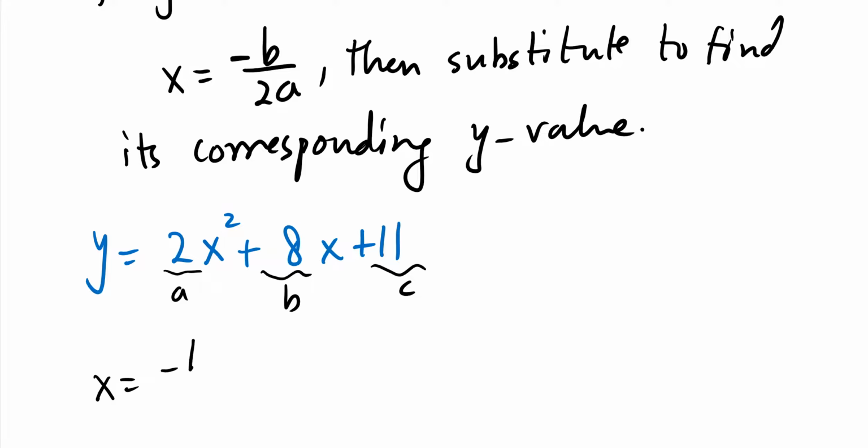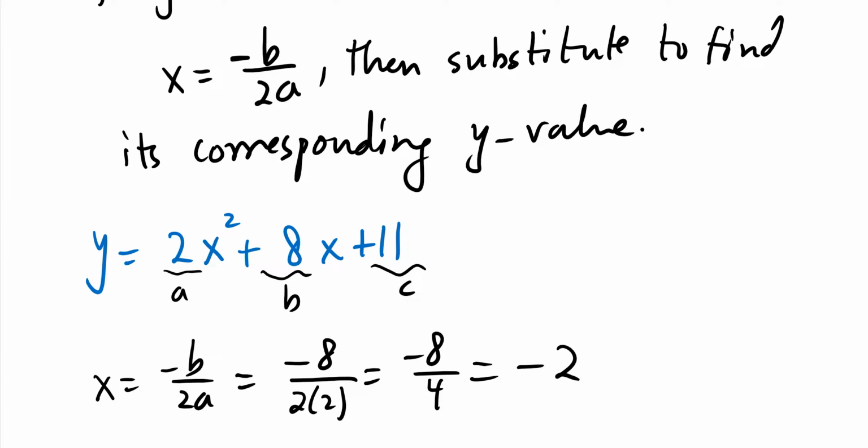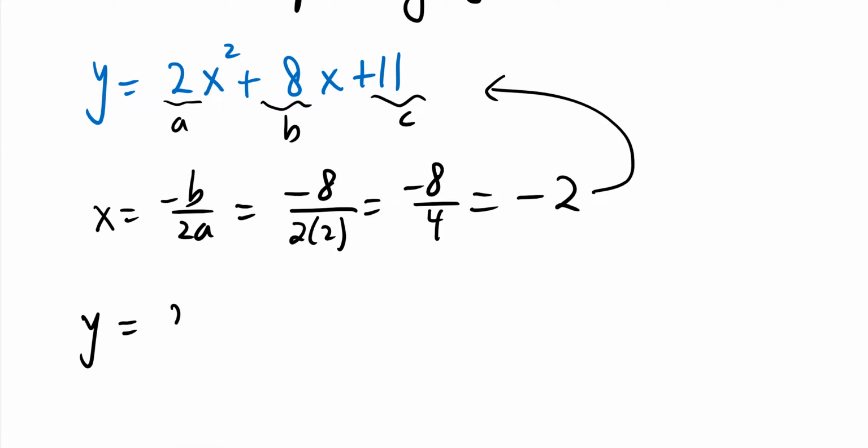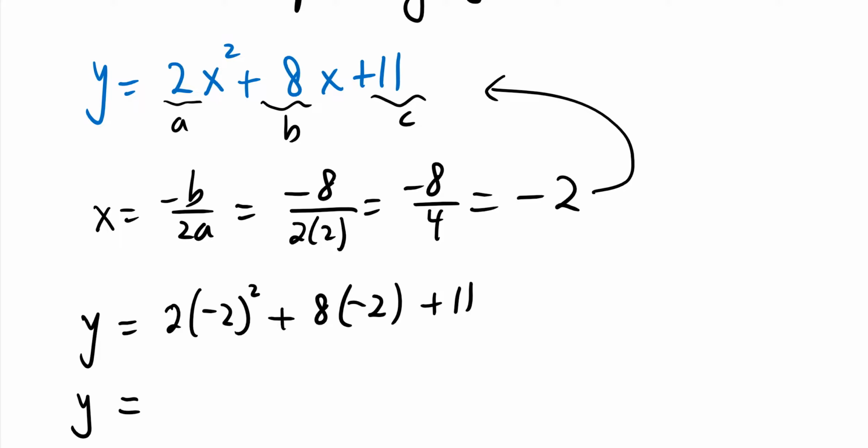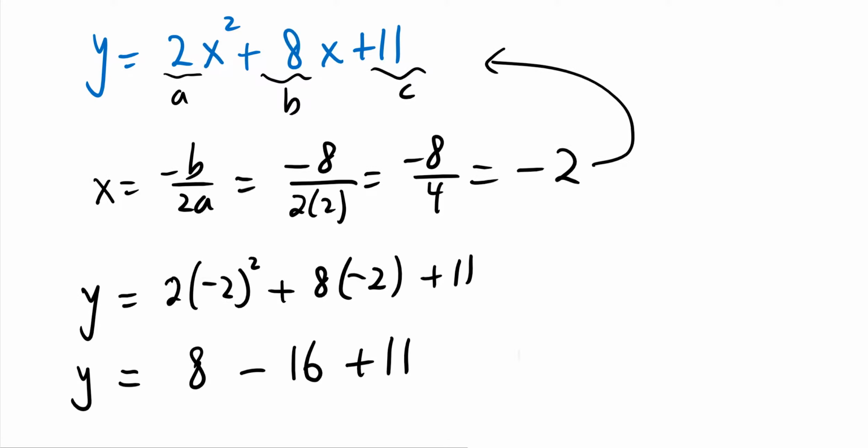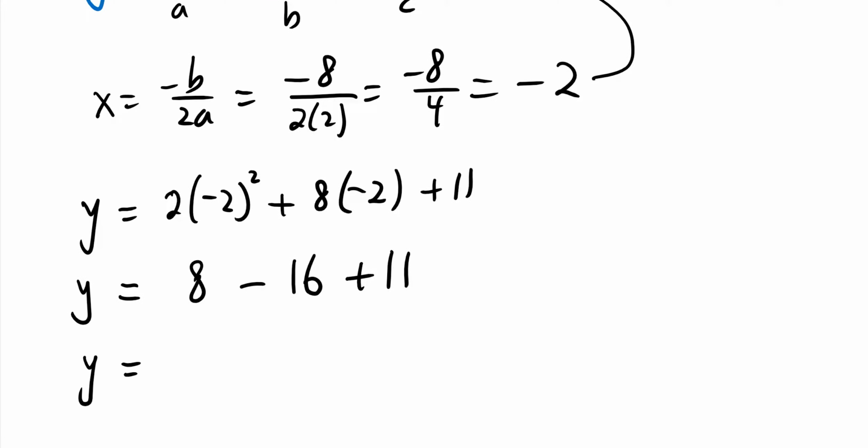So x equals negative b over 2a. So negative 8 over 2 times 2, negative 8 over 4, which is negative 2. I got the x value. Now we substitute it back in to find the y value. So y equals 2 times negative 2 squared plus 8 times negative 2 plus 11. Y equals 4 times 2 is 8, minus 16, plus 11. So y equals 3. So the vertex is negative 2 comma 3.